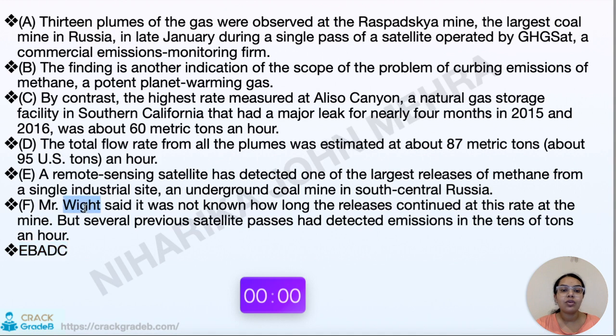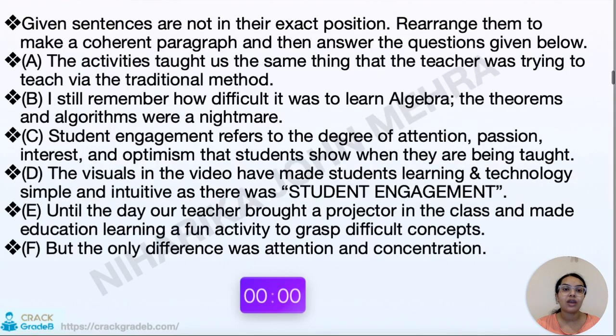Mr. White: we don't know who this person is, why we are talking about this person, and it was not known how long the releases continued. So this one, F, is irrelevant here, though we get some common words. But why are we talking about White? Who is Mr. White? There are so many unanswered questions, and that's the reason F is the odd one out.